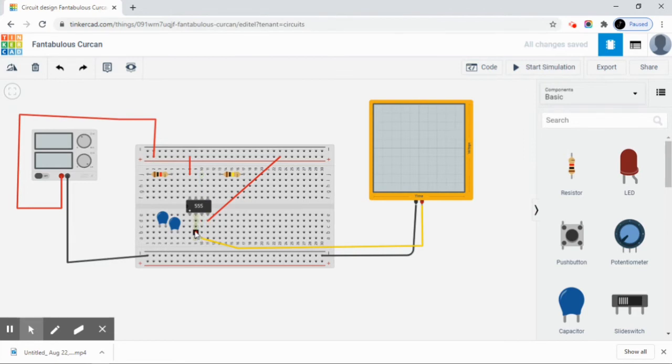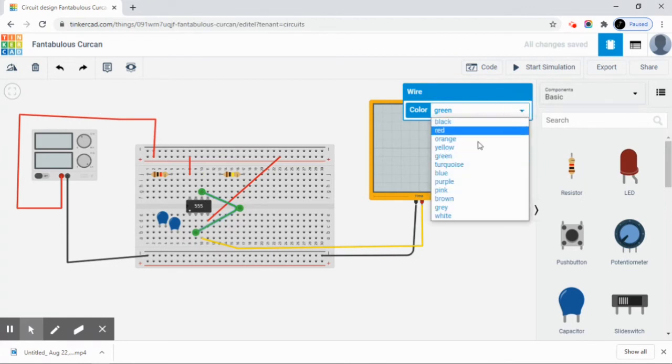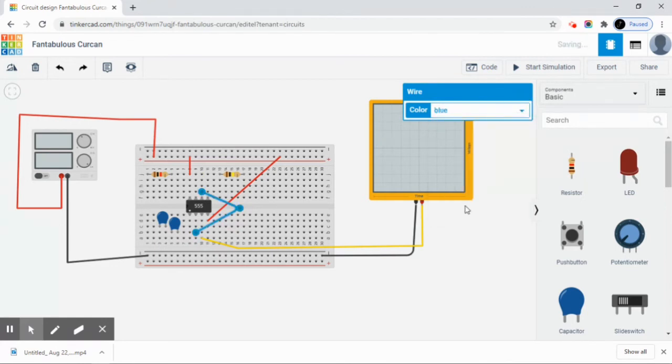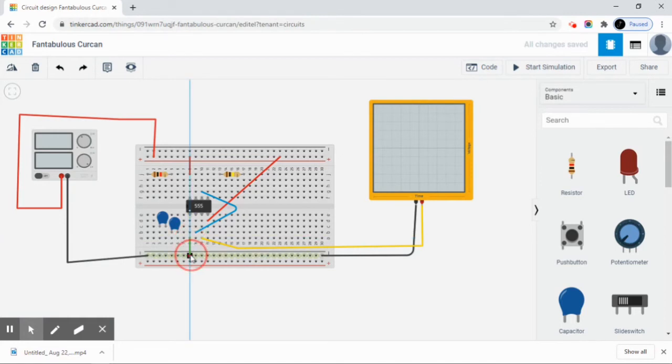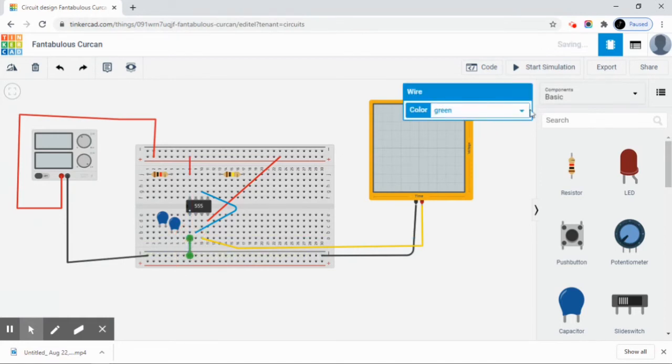Second pin and sixth terminal are to be connected. Blue color wire. Then first pin to ground, black color. Okay.